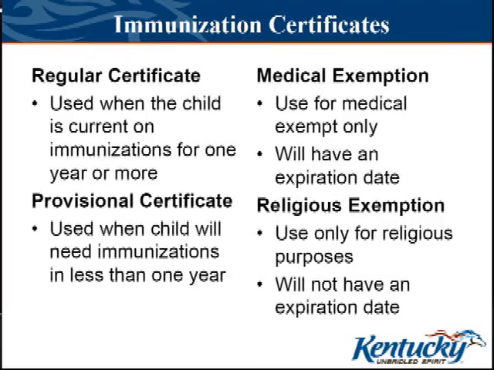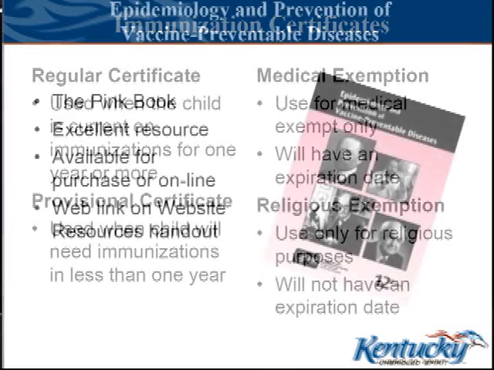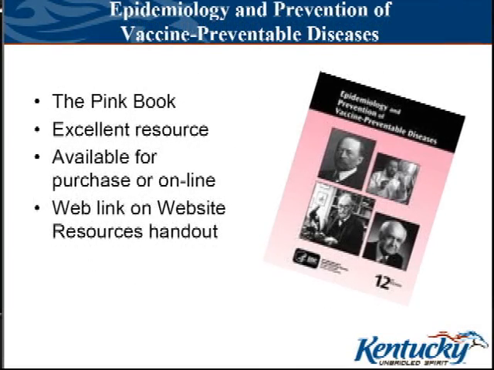Okay, this is a resource that I absolutely love. It's called Epidemiology and Prevention of Vaccine Preventable Diseases. This is one of the links on your website resources handout, and people call it the Pink Book. So when they say the Pink Book, this is what they're talking about. It's an excellent resource. The latest edition that's come out is the 12th edition.